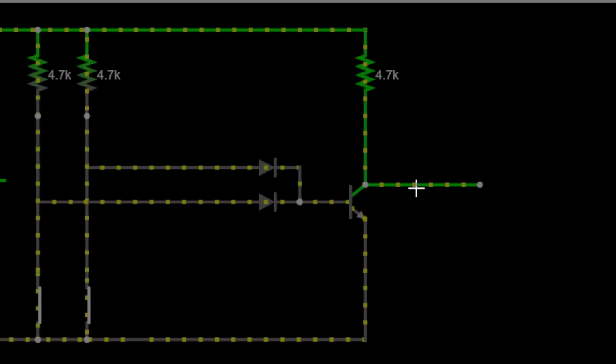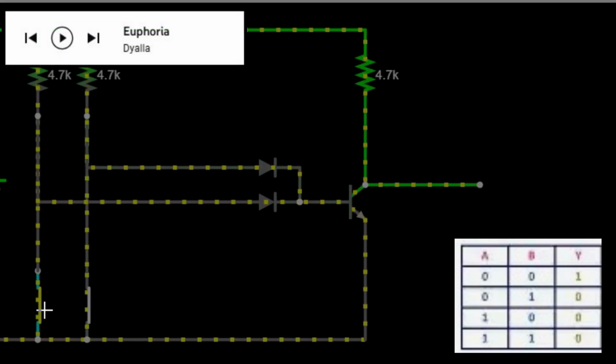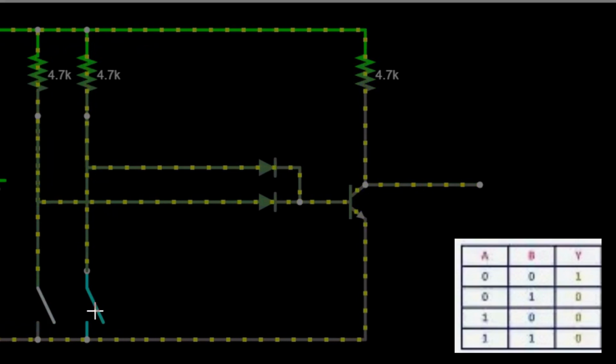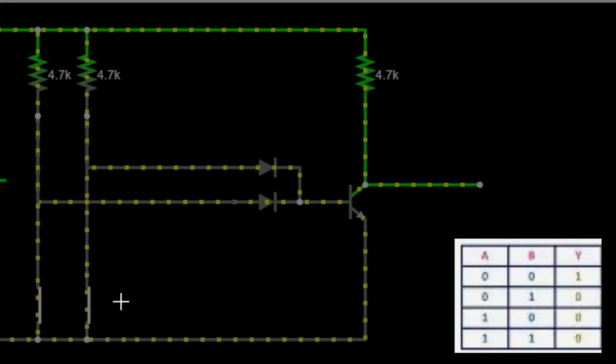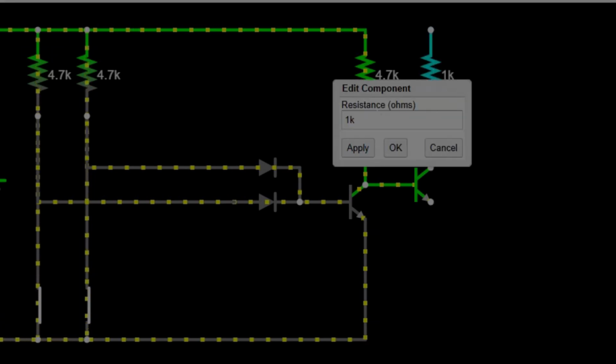Our output is on when our inputs are off. I turn either input on, it goes low. Turn both on, it goes low. So what we've got here is a NOR gate. So to make it an OR gate, just simply add another separate transistor stage to it.